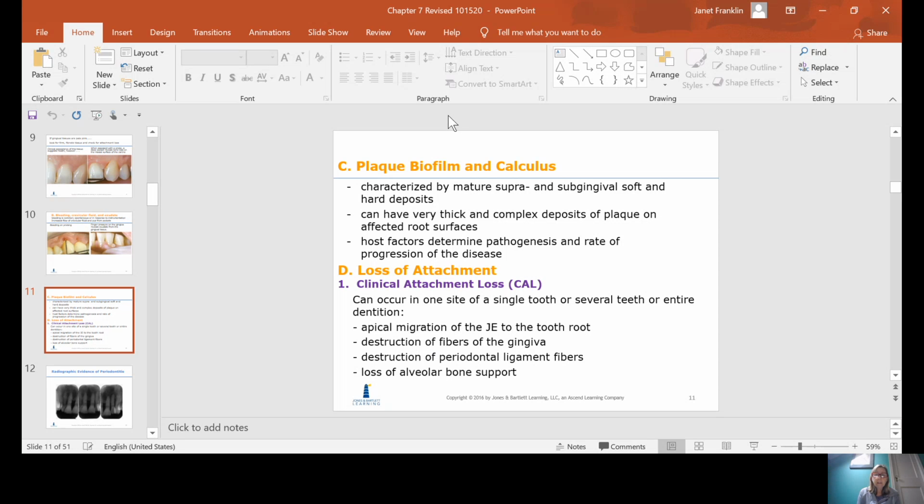Loss of attachment. We have clinical attachment loss, abbreviated as CAL. It can occur in one site of a single tooth or several teeth or the entire dentition. Clinical attachment loss includes the apical migration of the junctional epithelium to the tooth root. In other words, the junctional epithelium is moving apically on the root of the tooth or on the cementum. The gingival fibers that kept the free gingiva attached close to the tooth are destroyed. The periodontal ligament fibers are destroyed, and there's loss of alveolar bone support.